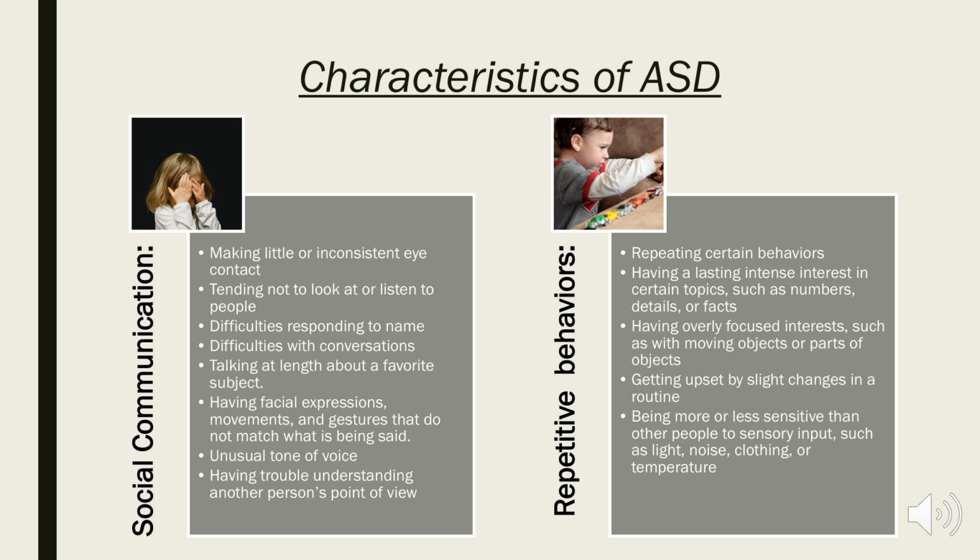Some restrictive, repetitive behaviors may include repeating certain behaviors or having unusual behaviors. For example, repeating words or phrases, a behavior called echolalia, or having a lasting, intense interest in certain topics such as numbers, details, or facts. Although people with ASD experience many challenges, they may also have many strengths, including being able to learn things in detail and remember information for long periods of time, being strong visual and auditory learners, and excelling in math, science, music, or art.